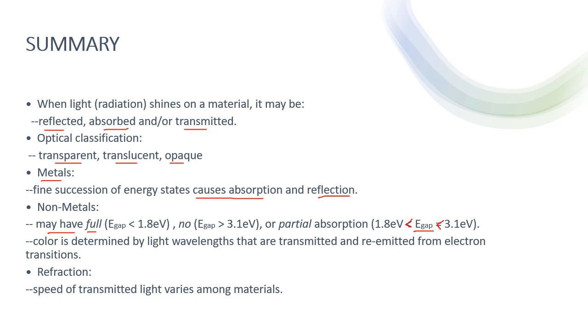Color is determined by the light wavelengths that are transmitted and re-emitted from electron transitions. And for refraction, the speed of transmitted light varies among materials.